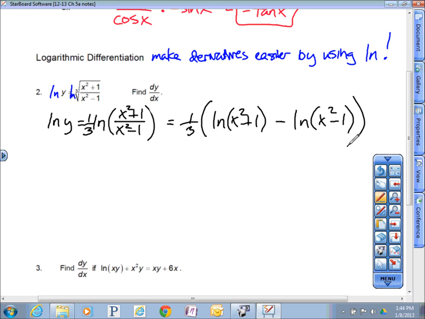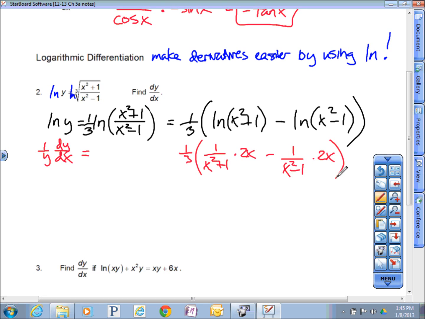Well, now that looks like a lot better thing to take the derivative of, because if I take the derivative of the left side, 1 over y dy over dx equals the derivative of the right side. Well, let's see. I know that 1/3 is going to be along for the ride, times the derivative of natural log of x squared plus 1, 1 over x squared plus 1 times 2x, minus the derivative of natural log of x squared minus 1, 1 over x squared minus 1 times 2x. So there's my derivative. Well, now if I start cleaning it up, 1 over y dy over dx is equal to 1/3 times the quantity 2x over x squared plus 1 minus 2x over x squared minus 1.